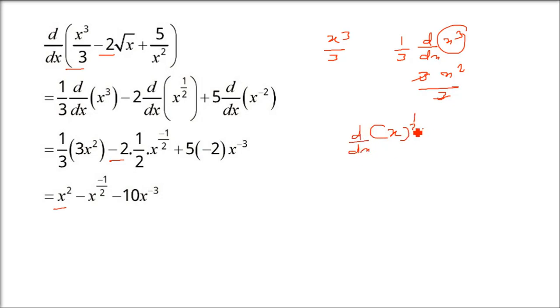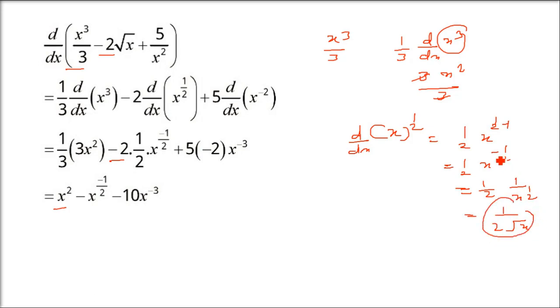Now this is n x to the power n minus 1. So half x to the power half minus 1. So half x to the power minus half. So this will be 1 by 2. You can take it as x to the power minus half or bring it in the denominator, write it as under root x. The way you want, it doesn't matter. Minus 2 was already there, so 2 gets cancelled. So only minus x to the power minus half will remain.